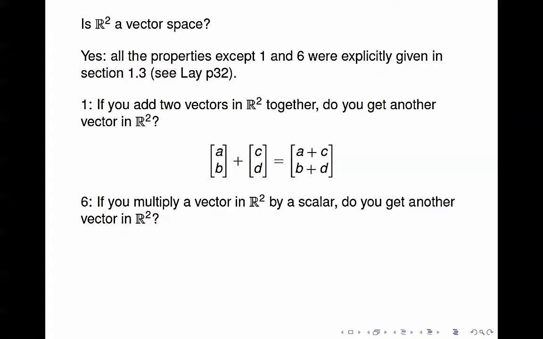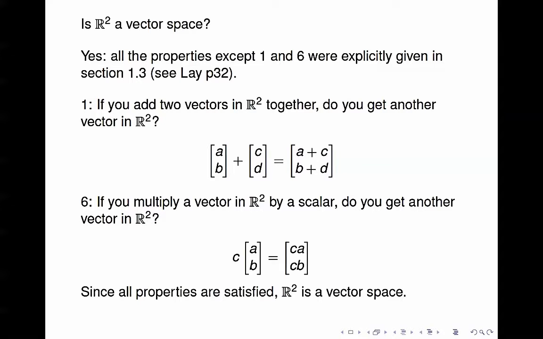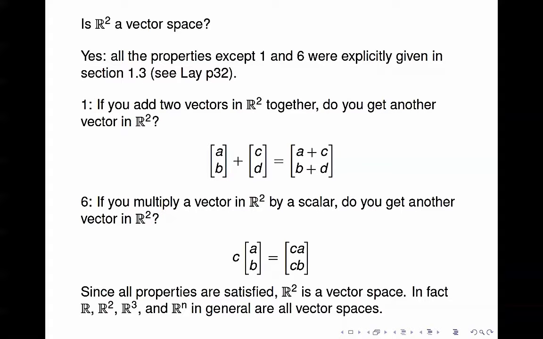Number 6, if you multiply a vector in R2 by a scalar, do you get another vector in R2? Okay, is it closed under scalar multiplication? And here we see we multiply a vector times a scalar, we get another vector in R2, both of whose components are real numbers, and therefore R2 is a vector space. And in fact, the set of real numbers, the set of all vectors with 2 components, which is R2, R3, and Rn in general are all vector spaces.